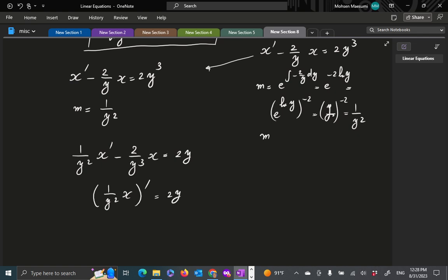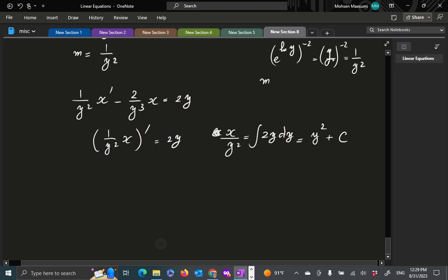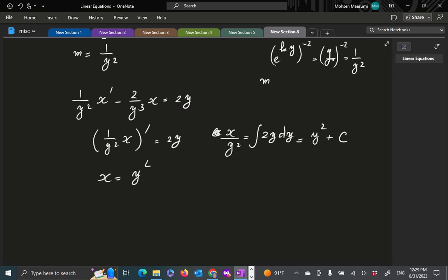I integrate both sides, so it becomes x over y squared. Right hand side is 2y dy. Notice that we are doing the differential of y in all of these. Antiderivative of 2y is going to be y squared plus a constant. So I now multiply both sides with the denominator. I get x is equal to y squared times that, which is y to the power of 4 plus c y squared. Here's our solution.